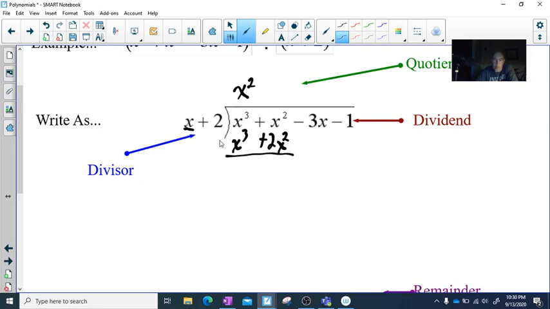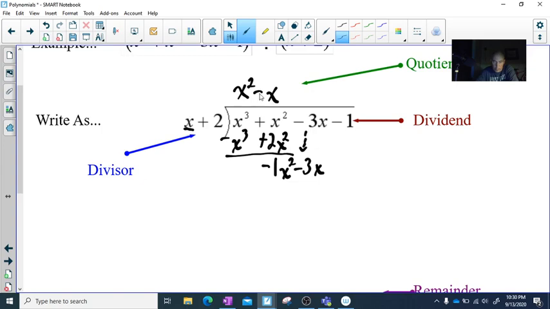x to the 3rd subtract x to the 3rd is 0. x squared subtract 2x squared is negative 1x squared. If there are 2 terms here, you're going to want 2 terms here. So just like we did before, bring down the next term, including the sign in front of it. So this now becomes subtract 3x. And now you start the process over again. What would I have to multiply just the first term, x, by to get negative 1x squared? Well, I would have to multiply by a negative x.